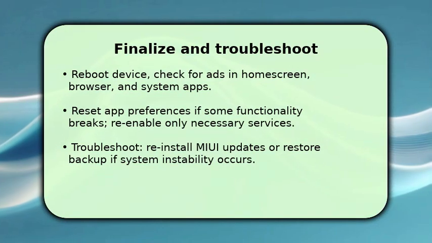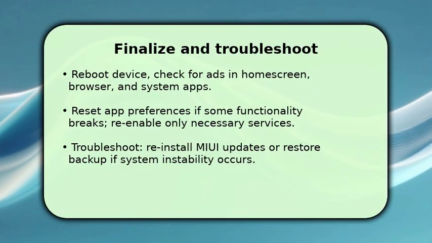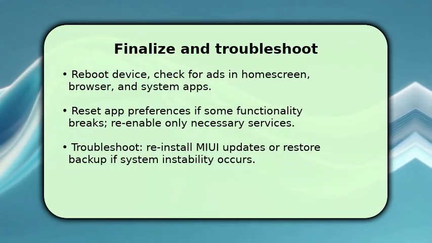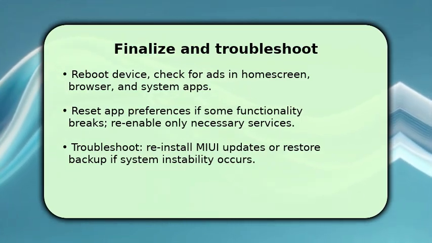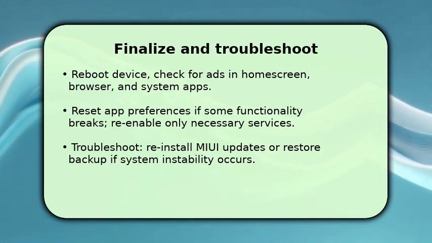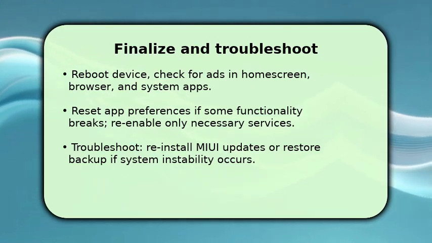To finish, reboot and verify ads are gone across the launcher, browser, and system notifications. If something misbehaves, go to Settings, Apps, Reset App Preferences to restore disabled system apps you might need, then re-enable only essential services. Make sure to keep MIUI and Google Play updates limited if they reintroduce ad modules.